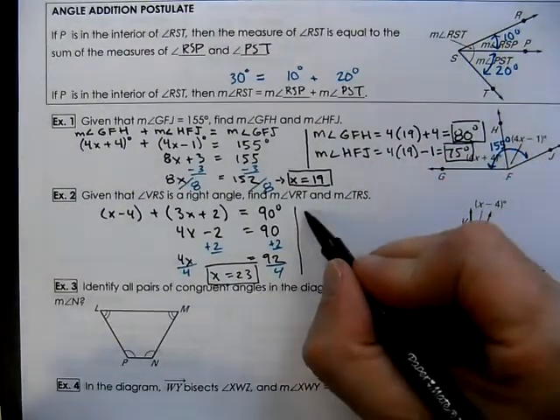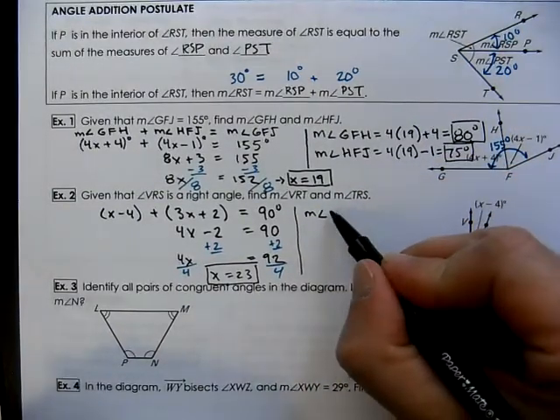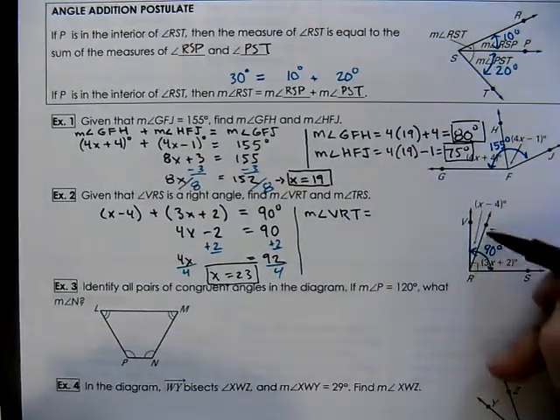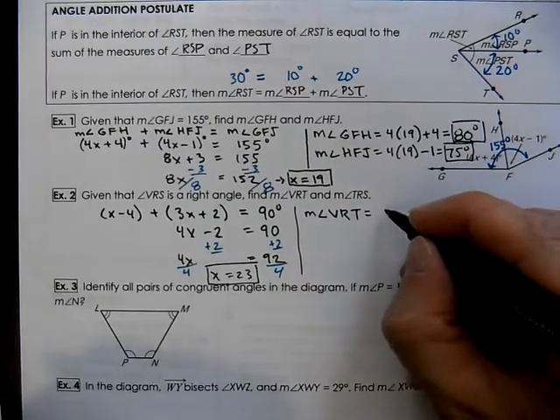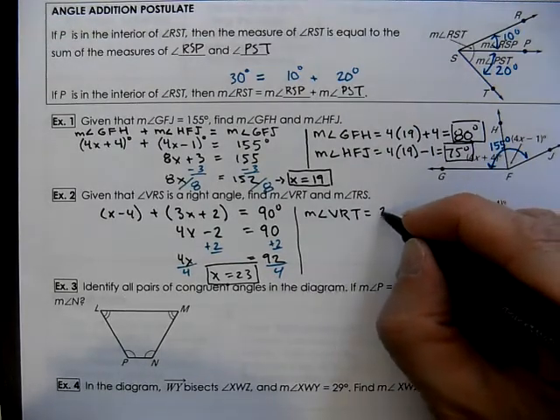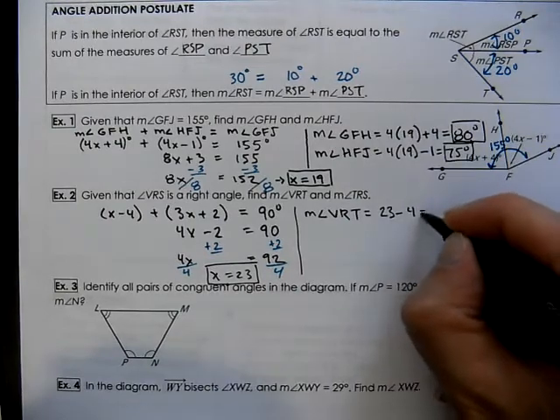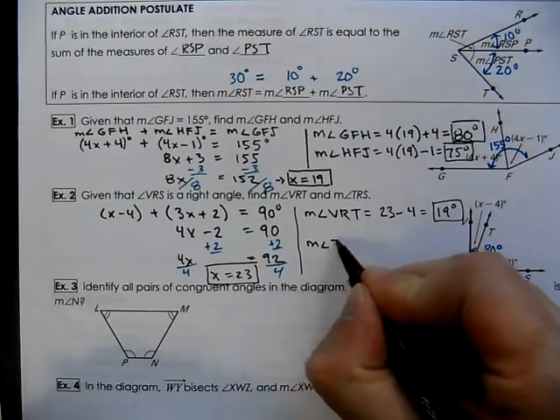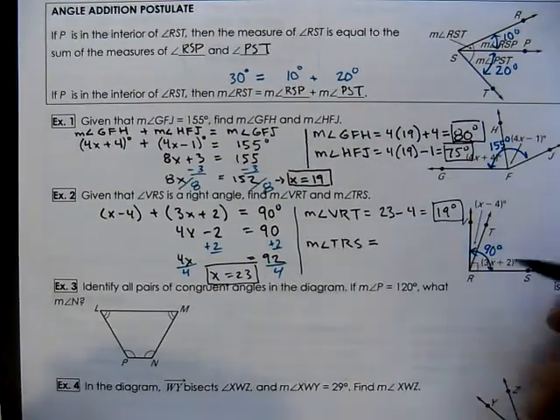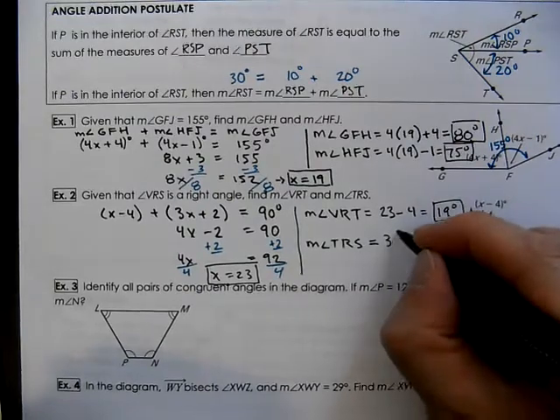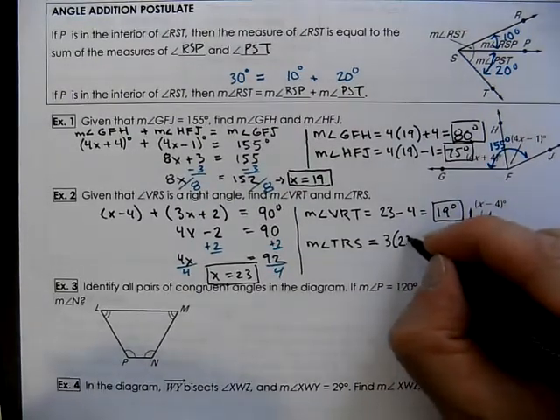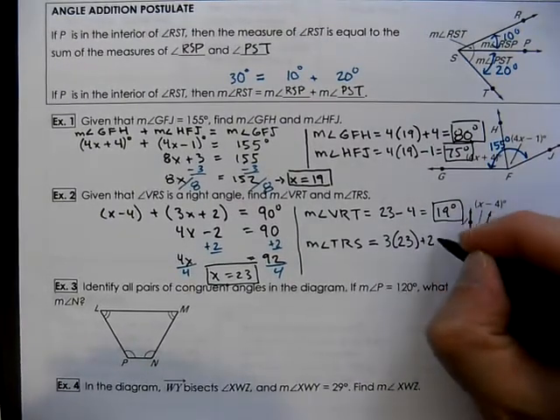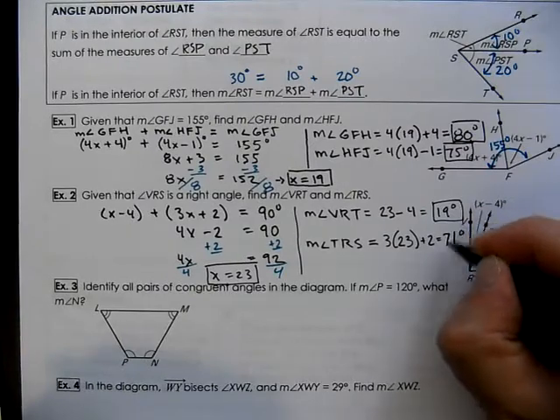Let's take that value and plug it back in to find the measure of the other two angles. So the measure of angle VRT, that's the x minus 4. I'll just drop in the value of 23 in place of x, so it looks like 23 minus 4, and that gives us 19 degrees. And the measure of angle TRS is the 3x plus 2. So 3 times the value of x, 23, plus 2. And my calculator helps me figure out that it's 71.